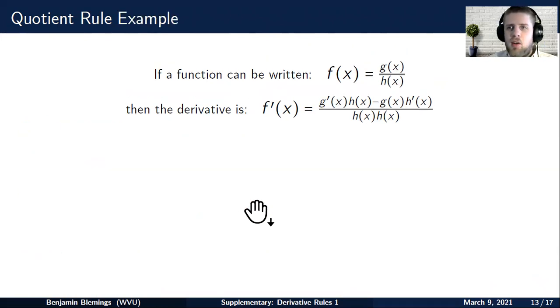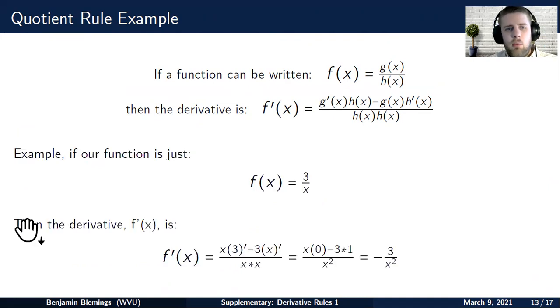Here's an example for you. I'll try to keep it as simple as possible. Remember we just had 3 over x in our toy example so far. Then the derivative f prime of x equals x times the derivative of 3 minus 3 times the derivative of x over x times x. And the derivative of 3 over x is negative 3 over x squared.